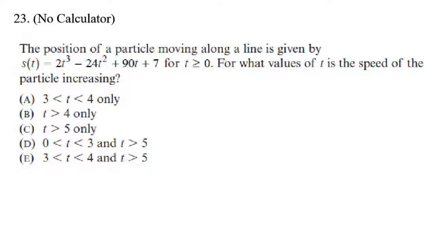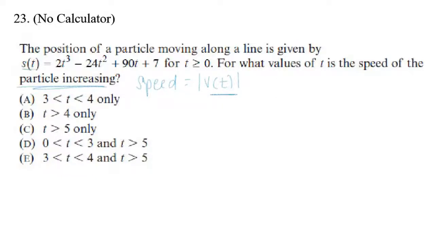All right, another non-calculator. For what values of t is the speed of the particle increasing? Couple of ways to do this one. If speed is increasing, then we know velocity and acceleration have the same sign, both positive or both negative. But we also know that my speed function is equal to the absolute value of velocity. So it might be a good idea to graph velocity. If we can do that, that'll make the problem a little bit easier.